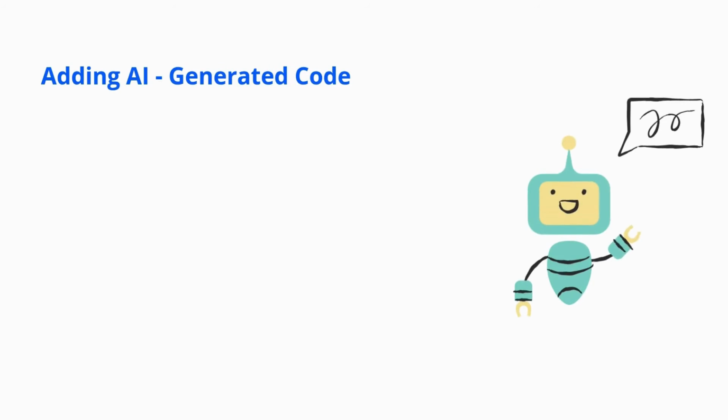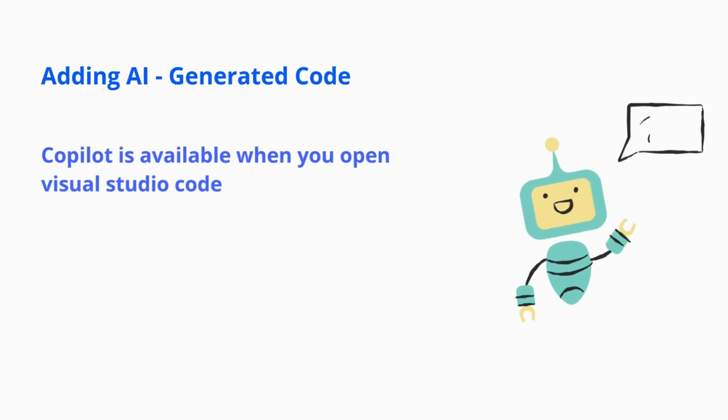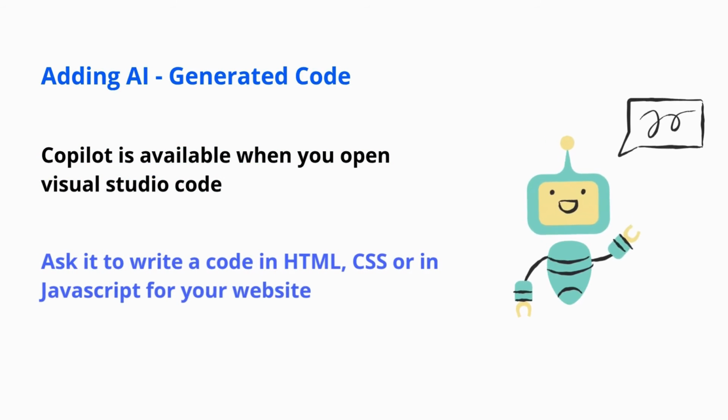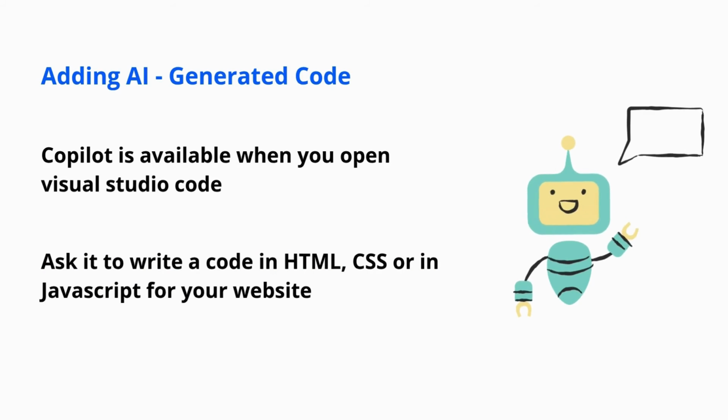Code assistance in Visual Studio Code. For makers who need custom styling or scripts, Copilot offers help directly within Visual Studio Code. Write or suggest HTML structures. Style elements using CSS. Create interactivity using JavaScript. Even if you're not a developer, Copilot bridges the gap by generating, completing, and explaining code to bring your vision to life.